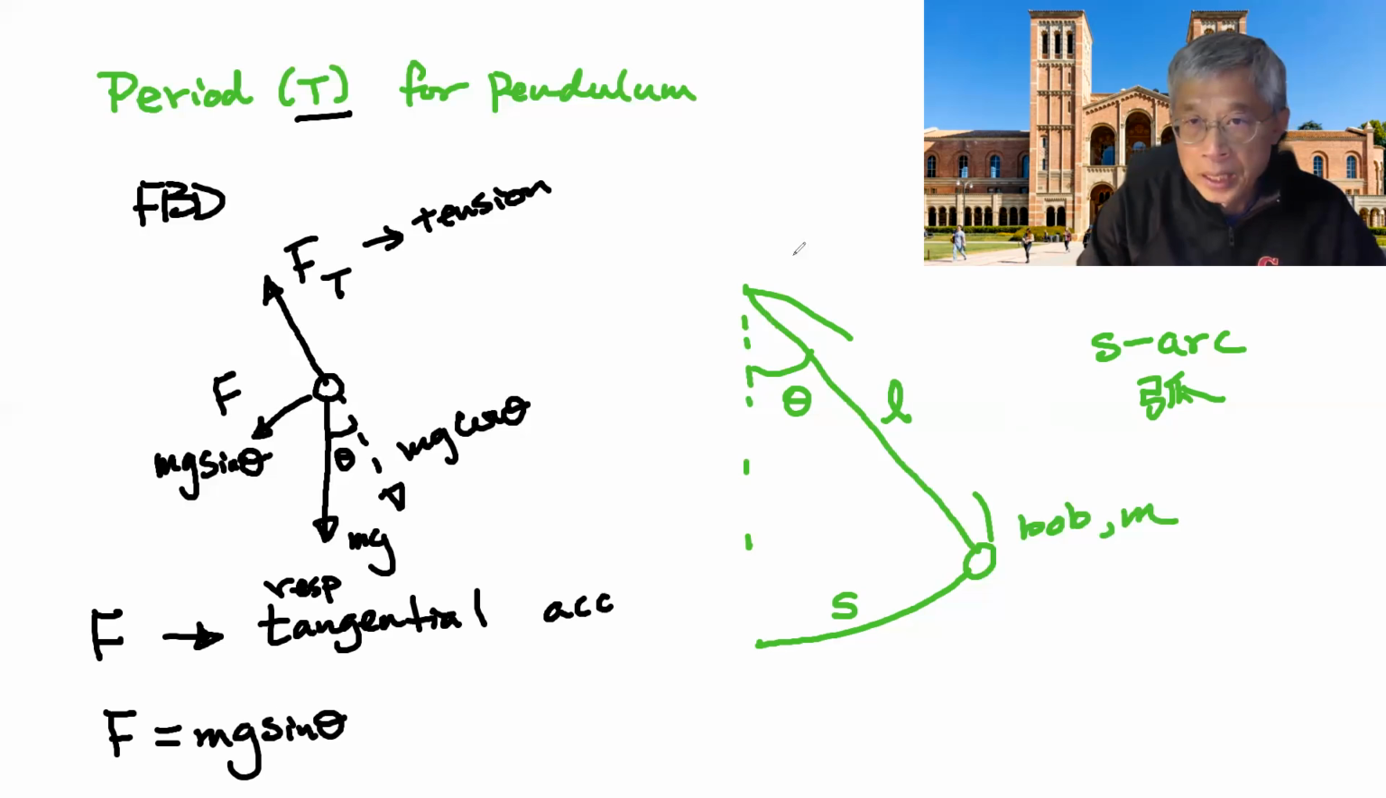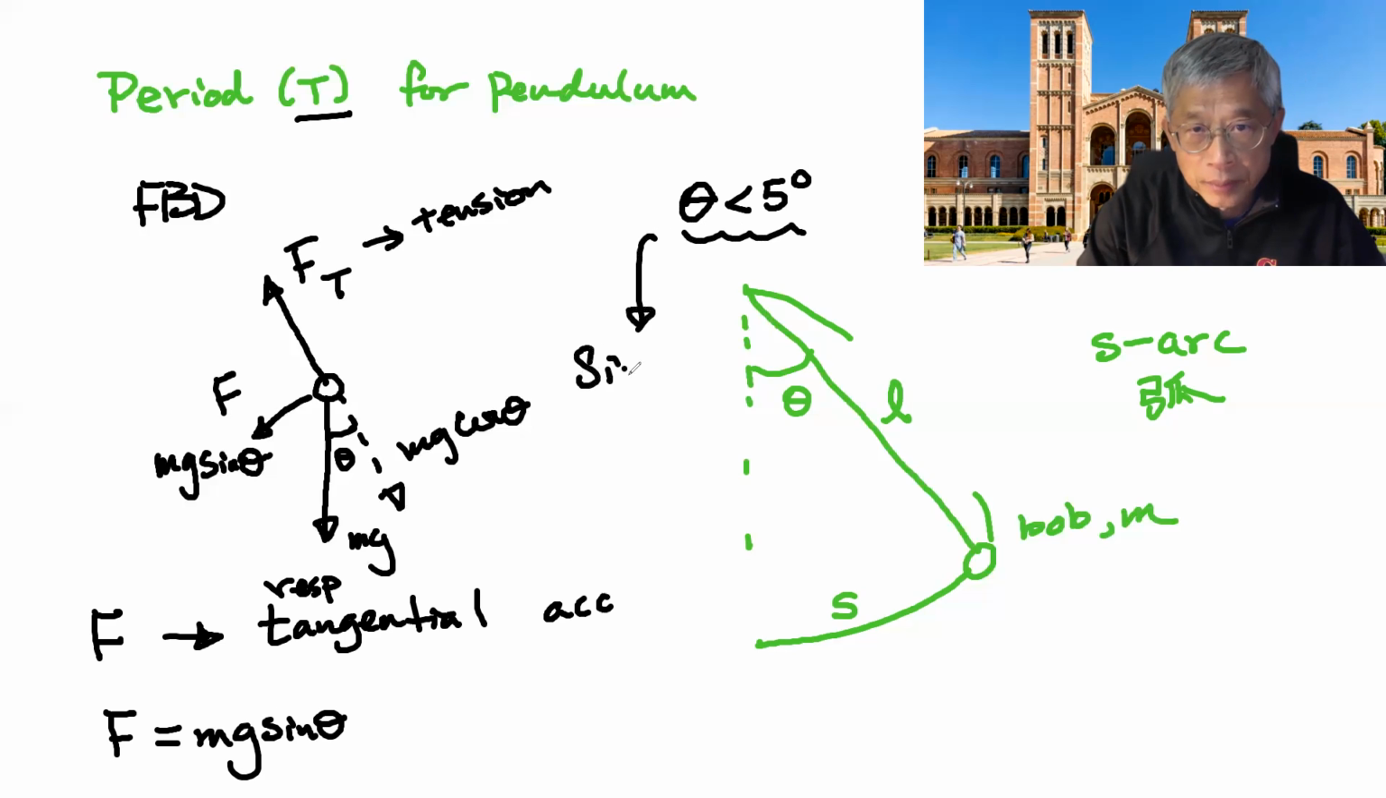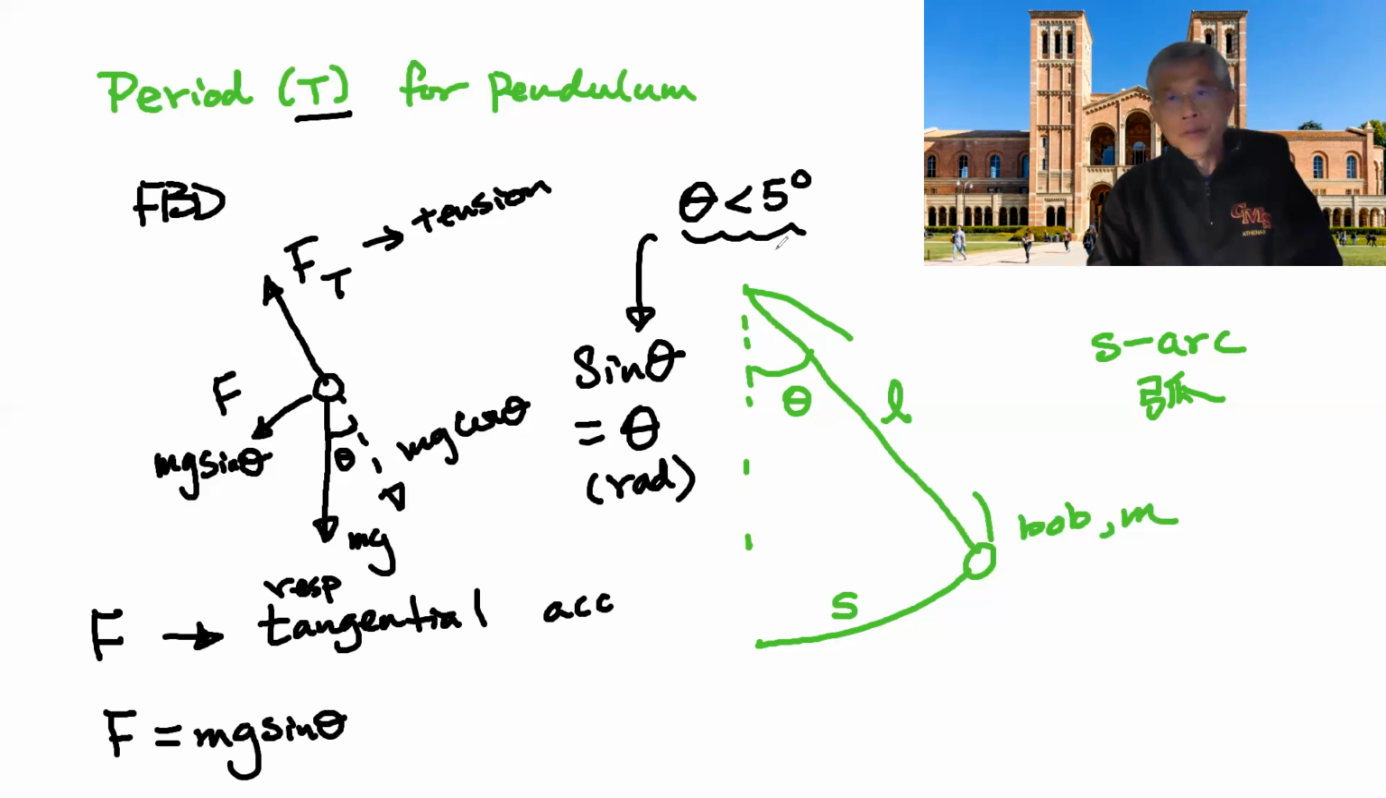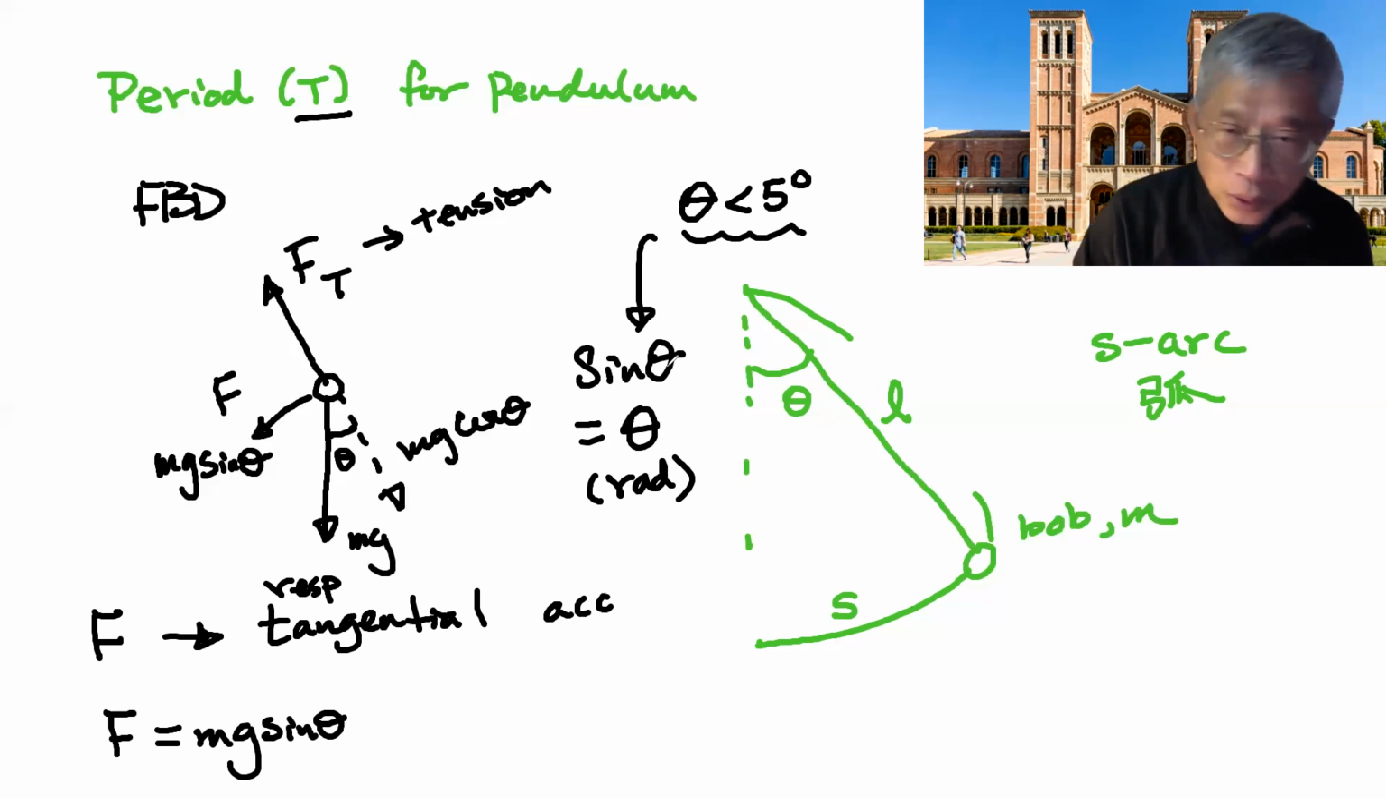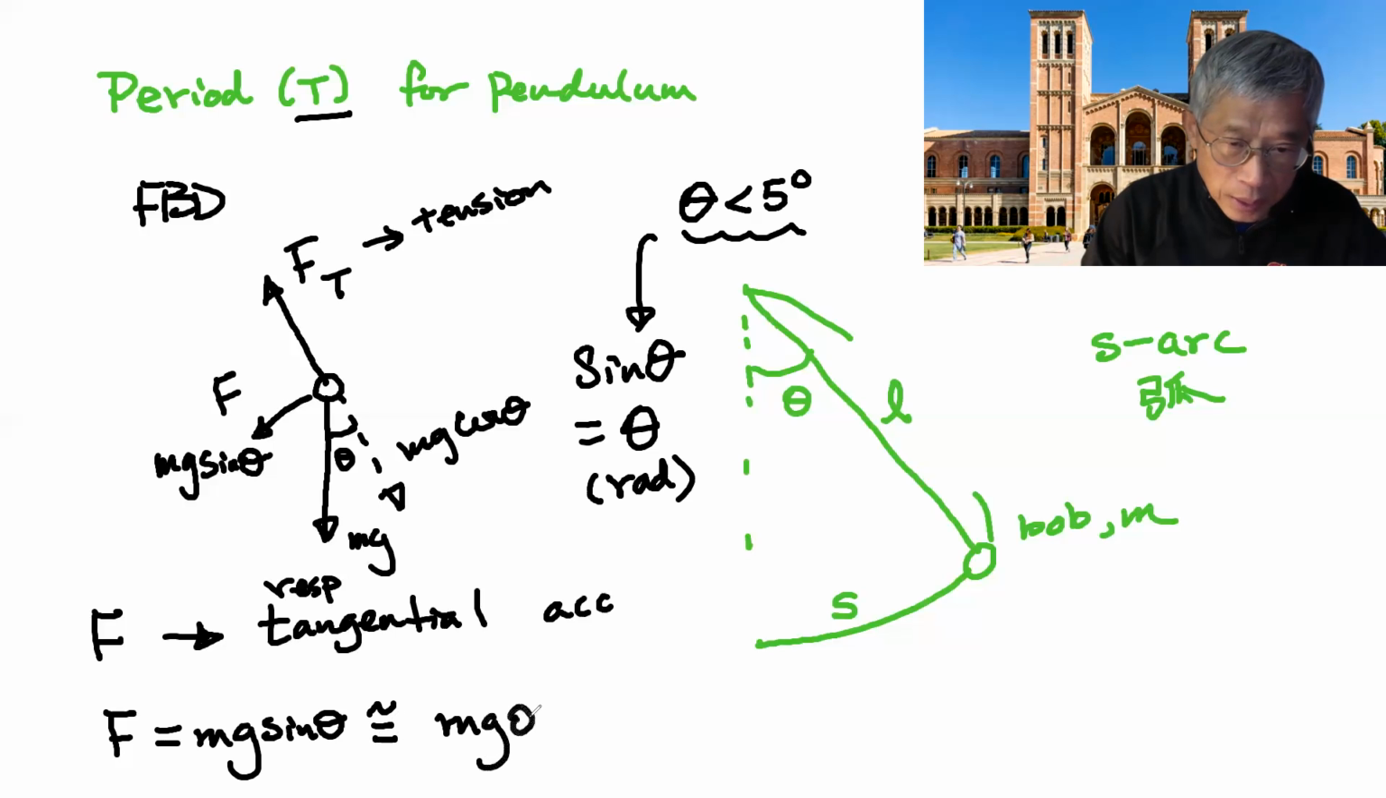And if theta is small enough, let's say less than 5 degrees, then sine theta is pretty much equal to theta, and this theta would be in radians. So if you put the 5 degrees in there, you can make sine theta become theta in radians. Then this one here is approximately equal to mg theta.